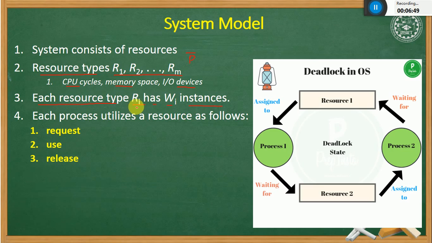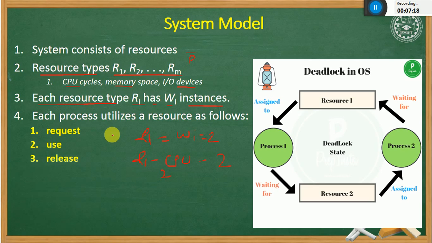Okay, what does this mean? Suppose R1 is a resource, it may be a CPU. So if in your system there are two CPUs, then the instance is called 2. So for R1 CPU, WI is 2, because the instances of CPU are 2, physically there are 2 CPUs. So that instance is 2.